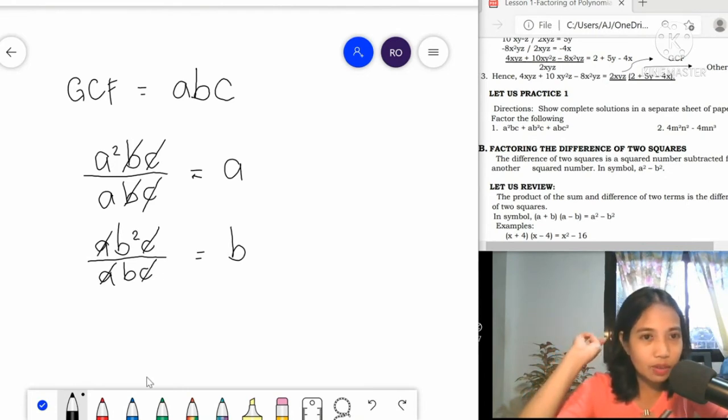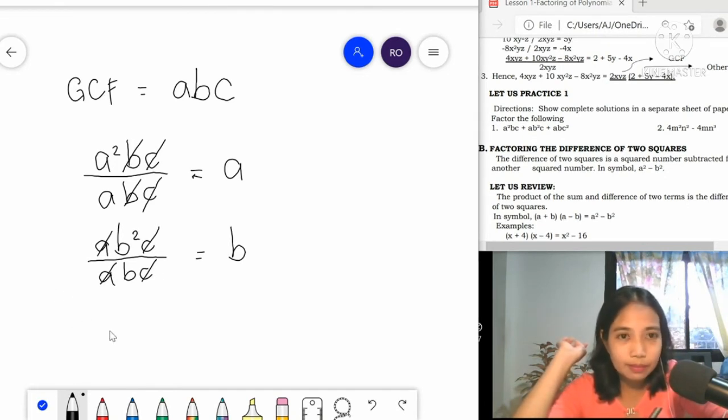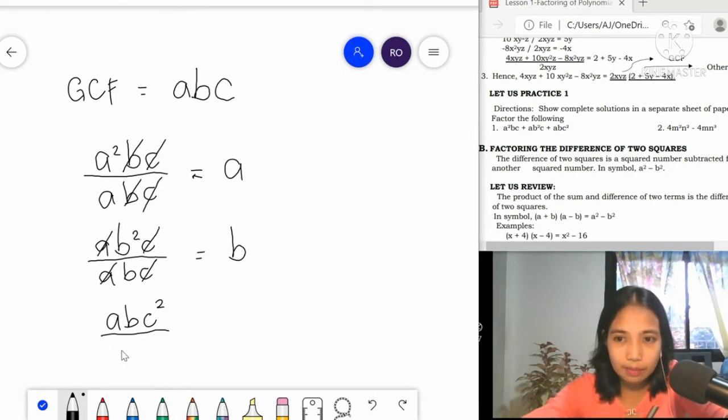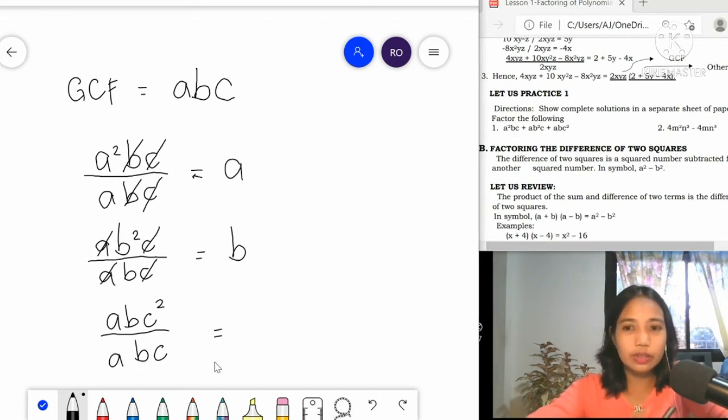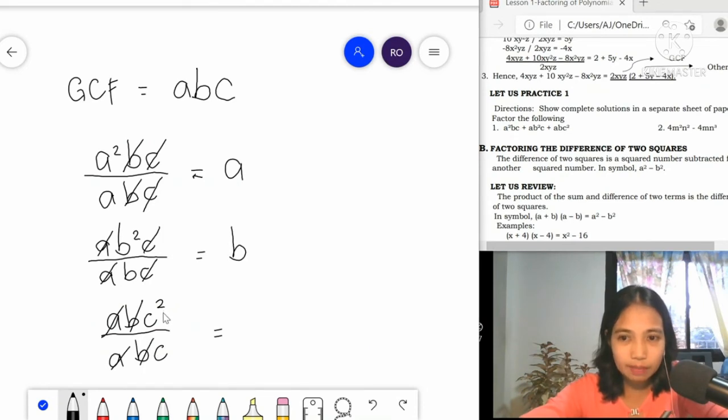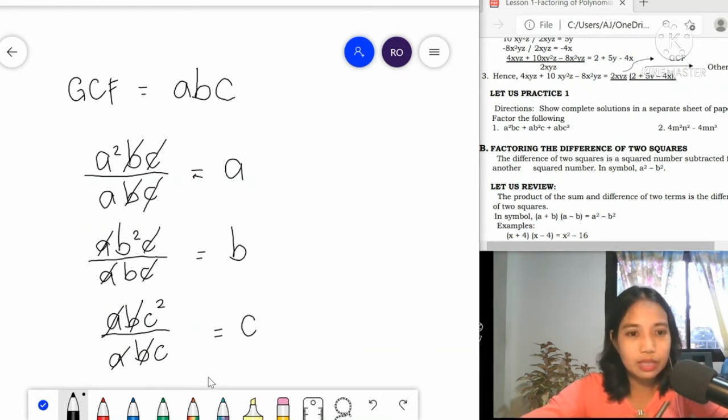Okay, next, for the third term, A, B, C squared divided by A, B, C. Okay, so in terms of A, we can cancel this out. Okay, dahil parehas ang exponent. In terms of B, ganun din. Ang C, dito C squared, dito C raised to 1. So 2 minus 1 is 1. So may matitirang isang C.